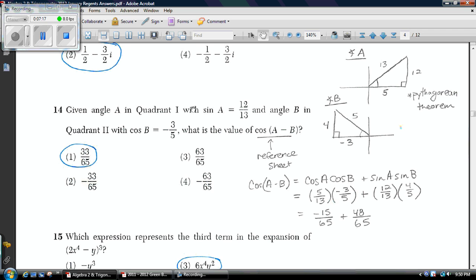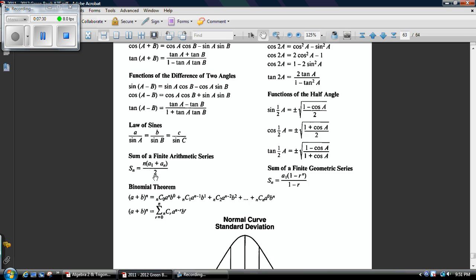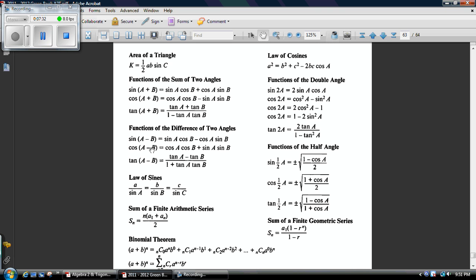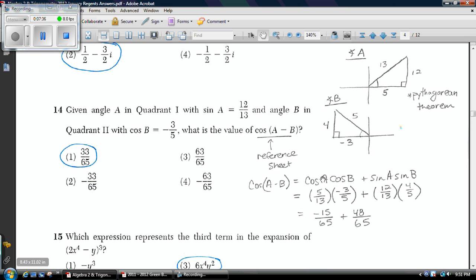Given angle A in quadrant 1 with sine A, 12 over 13, and angle B in quadrant 2, with cos equal to negative 3/5. What's the value of cos A minus B? So if you look up in the reference table, this cos A minus B is right up over here. Remember to look there and write that down. So you'll notice that you're missing some things, right? We don't know what the sine of B is. We don't know what the cos of A is.